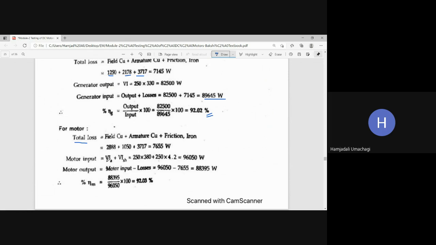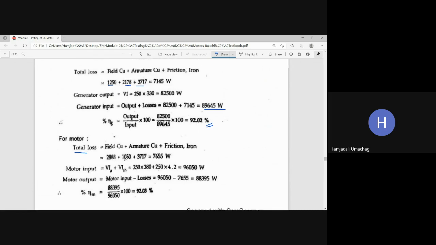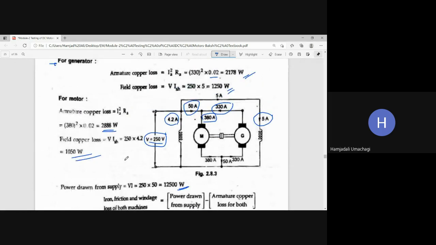Motor input here formula is what? Voltage into armature current plus field current. So voltage is 250, and the motor armature current is 380 ampere plus field current is 4.2 ampere. So 380 plus 4.2 means 384.2 multiplied by 250.